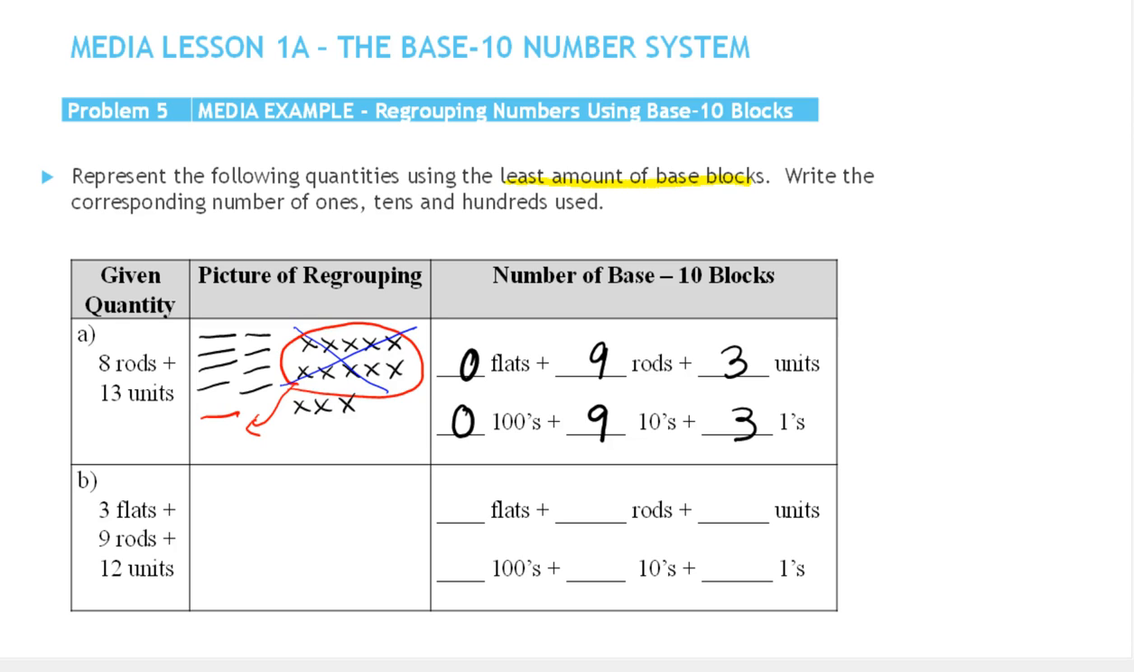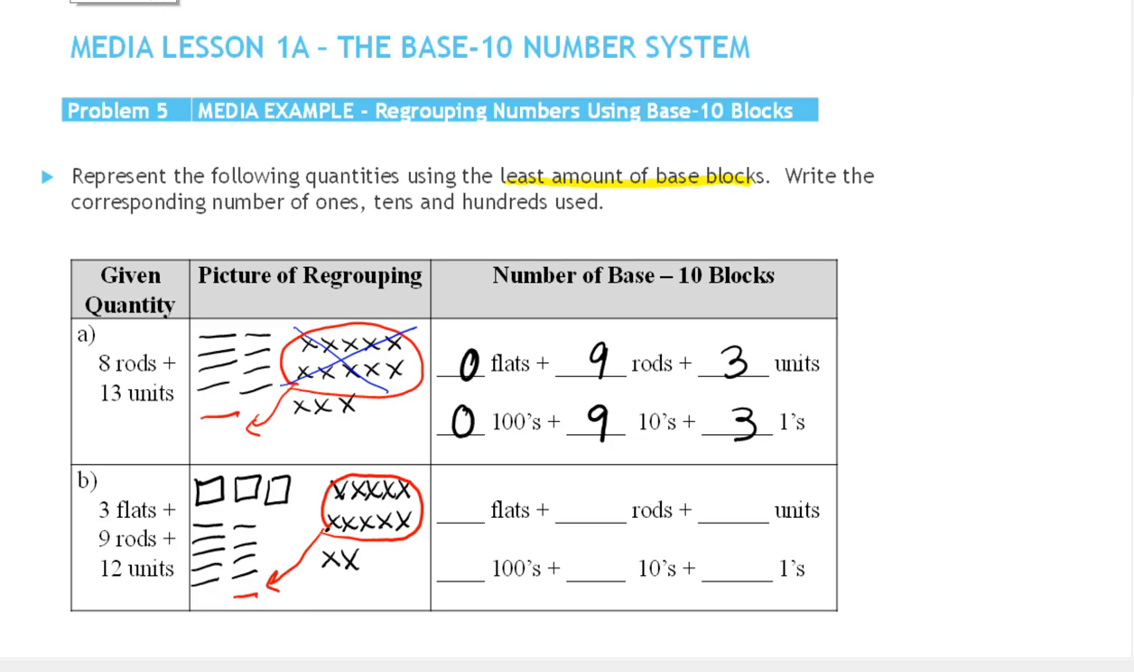So now let's write this up. So we started with 3 flats, 9 rods, so that's 9, 12 units. Okay, so the first thing we did is we took 10 units and transformed it into 1 rod. So we no longer have these 10 units, we traded it in for a rod.